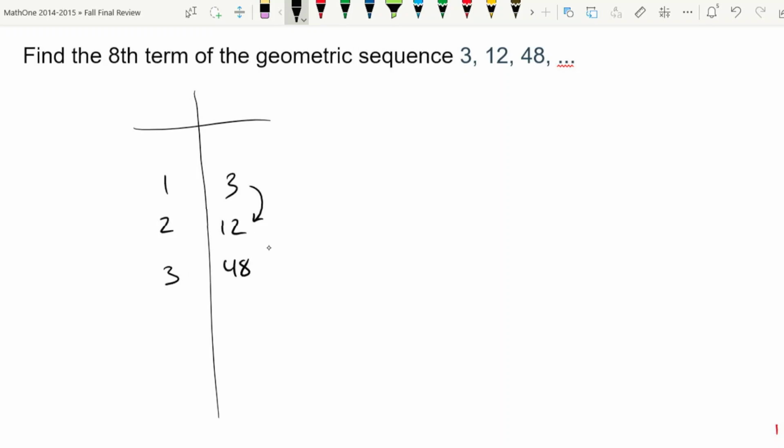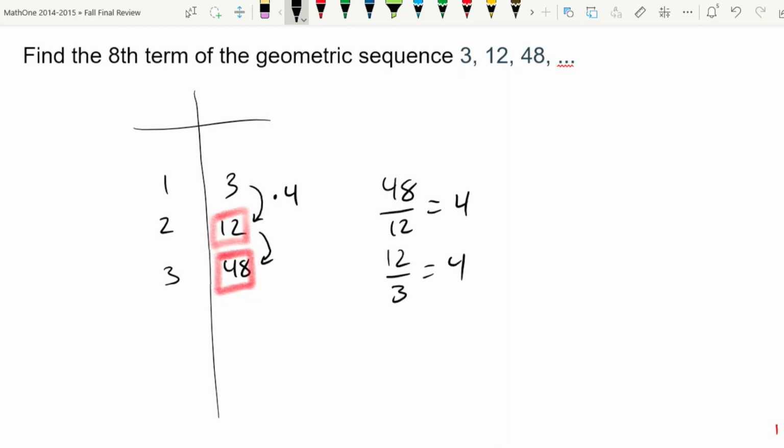I can observe that I think I have a common ratio of 4. I believe I'm multiplying by the number 4 each time. If I'm ever not sure about that, one thing I can do is take a value and divide it by the value that precedes it. So if I look at, for example, 48 divided by 12, I can see that is equal to the number 4, just like 12 divided by 3 is the number 4. So I do have my common ratio. My common ratio is the number 4. This sequence is geometric, growing by using multiplication by 4.